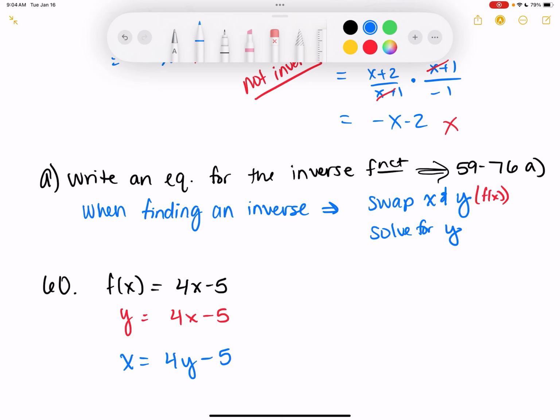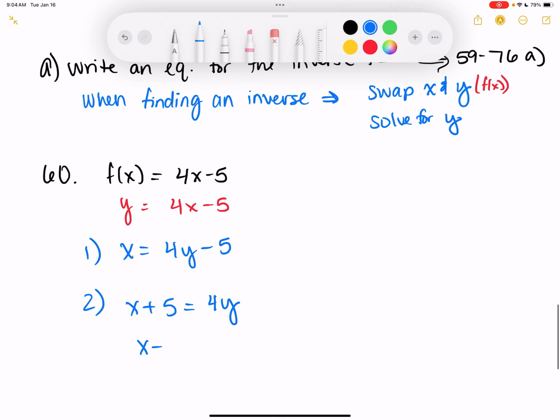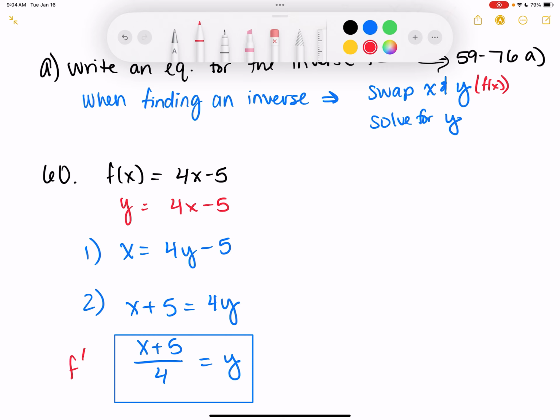So that's step 1. Okay, step 2 is get y by itself. So I'm going to add the 5 over. So I'm going to have x plus 5 equals 4y. Then divide by 4. So (x plus 5) divided by 4 is equal to y. And this would be your inverse function. Okay, so this would be f to the negative 1 of x, technically, but you don't need to write it that way. That's just so you know that's your inverse function. So you found the inverse.